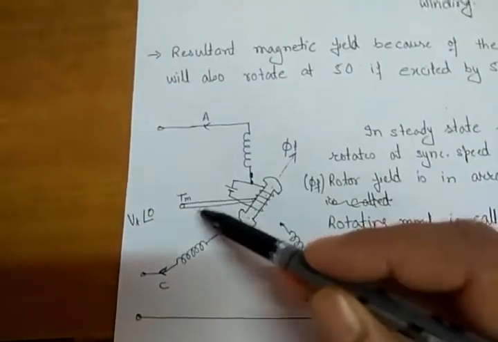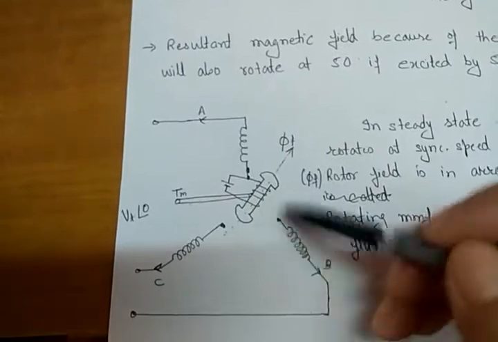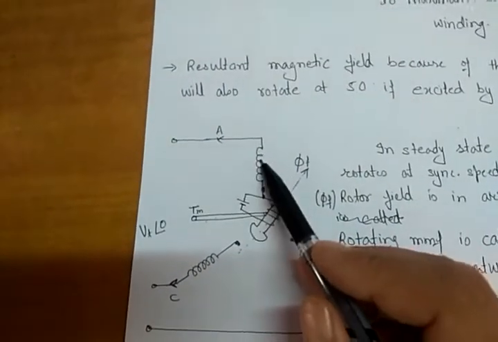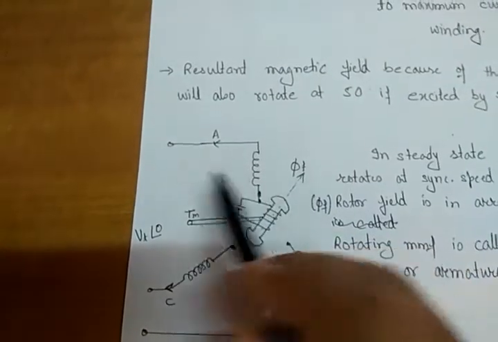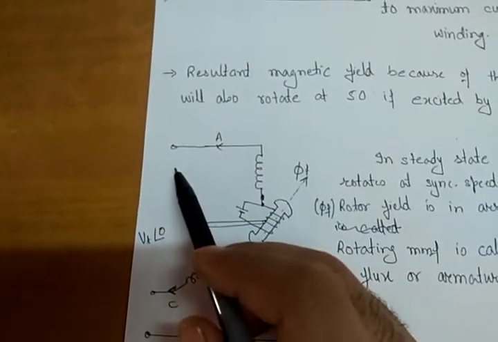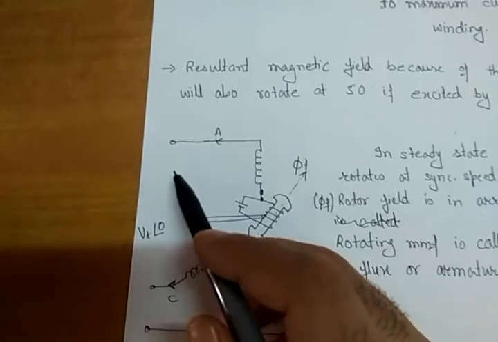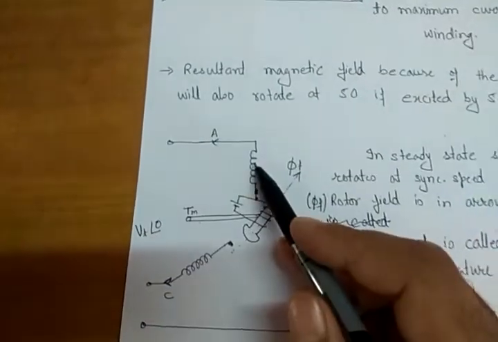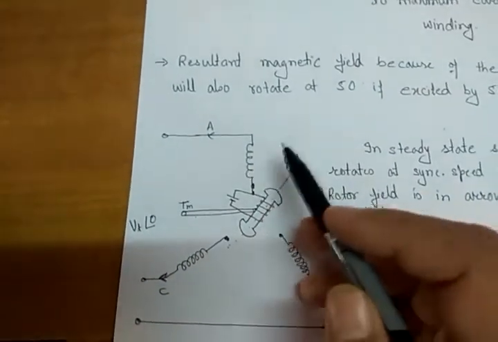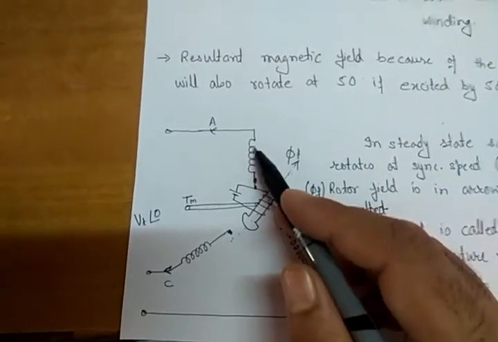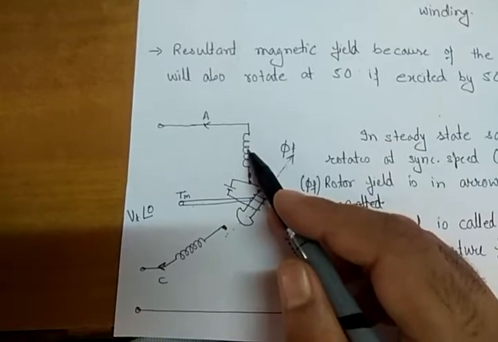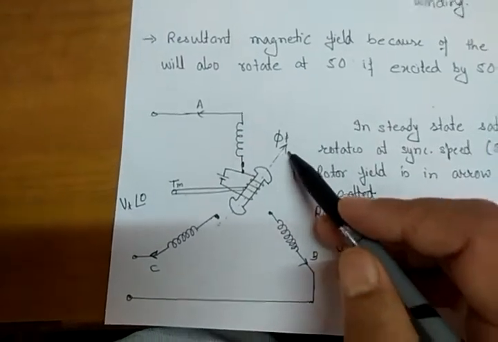So if Tm increases, the rotor will rotate at a higher speed, whereas the speed of the resultant flux will remain constant, because the stator is connected to the infinite bus bar, and the voltage and frequency at the infinite bus bar are fixed: voltage 1 and frequency 50 hertz. So the speed of the resultant field flux will remain the same, whereas the speed of the field flux will increase.